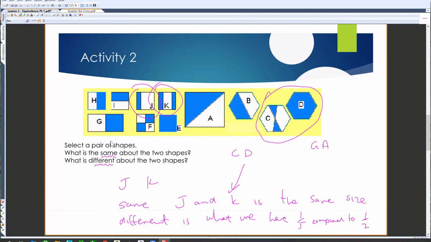All right, what's the same about them? Well, it's not the same size this time. It's the same fraction that we have. So in this case here, we've got a half, and in this case here, the G case, we've got also a half, okay? What's different? The whole, okay? What it actually represents.